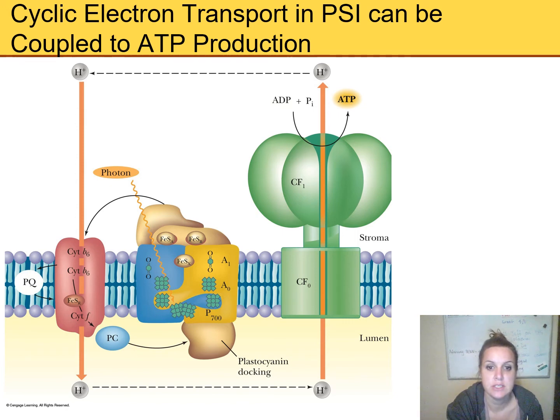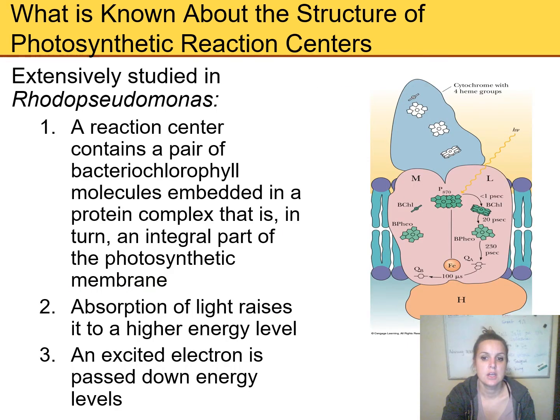And basically what it does is it pumps hydrogen into the thylakoid space, and then it gets dumped back into the stroma via this molecule that we've seen before, which is ATP synthase. So scientists have studied photosynthesis in a bunch of different organisms. One model organism that's been extensively studied is the Rhodopseudomonas.